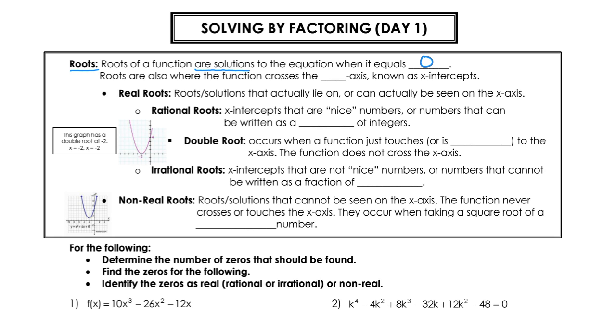Roots are also where the function crosses the x-axis, known as x-intercepts. So if we have, let's say, a parabola or a quadratic that crosses the x-axis twice, those are roots right there. Those are the solutions you find when you're factoring. There's a couple categories of roots.